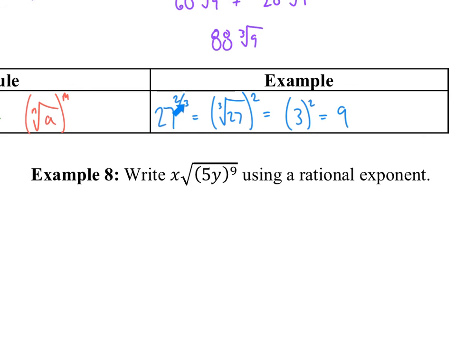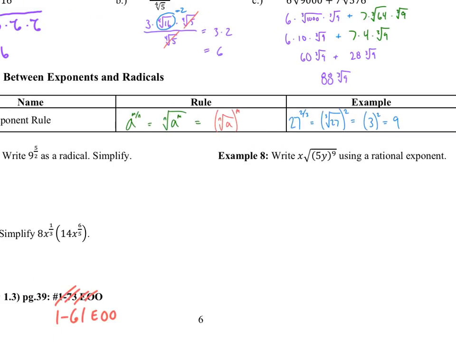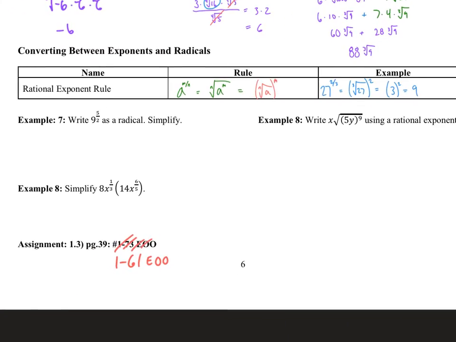27 to the 2/3 power. So the 3, the denominator, is the index. So that's going to go here on the radical. So I rewrite that as the cube root of 27, and then all to the 2nd power. So I kick that 2 to the outside. Now why I do that is because it forces me to do the inside first. The cube root of 27 is 3, and then the square is still there, and then 3 squared is 9. So this is how we're going to evaluate these expressions with rational exponents. Going to turn them into radicals. So write 9 to the 5 halves power as a radical, and then simplify it.